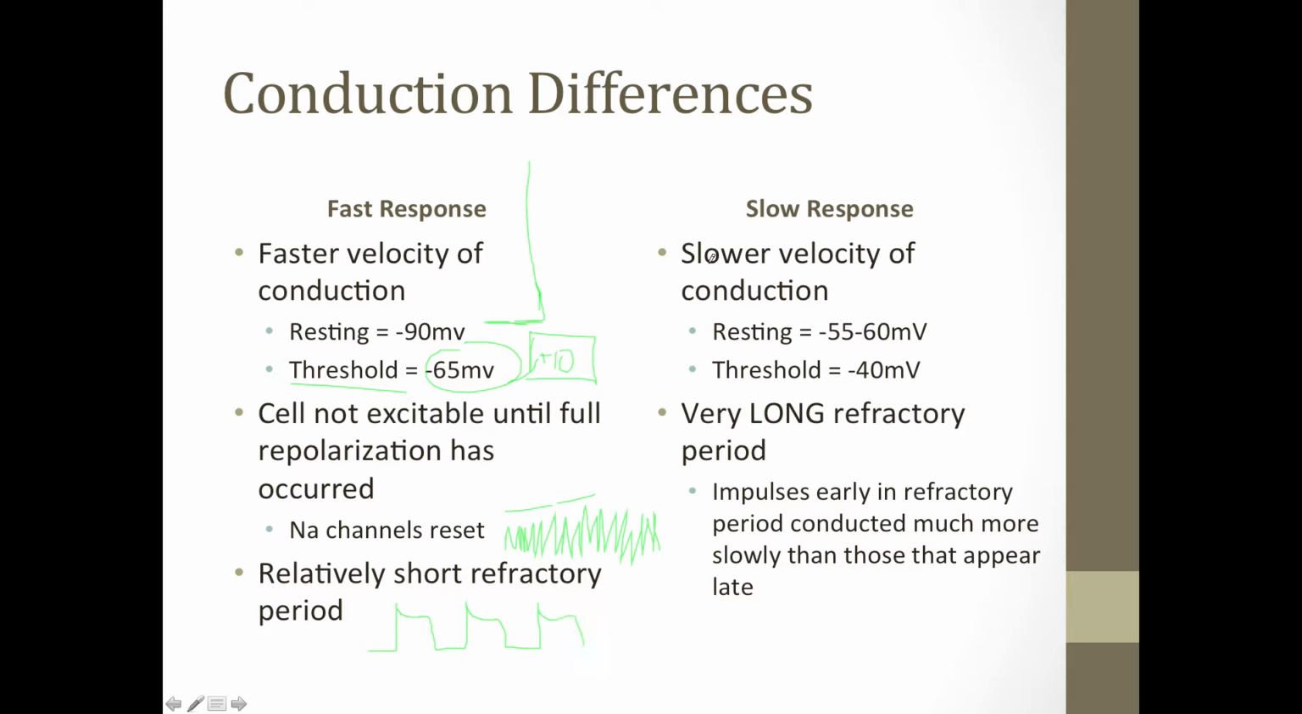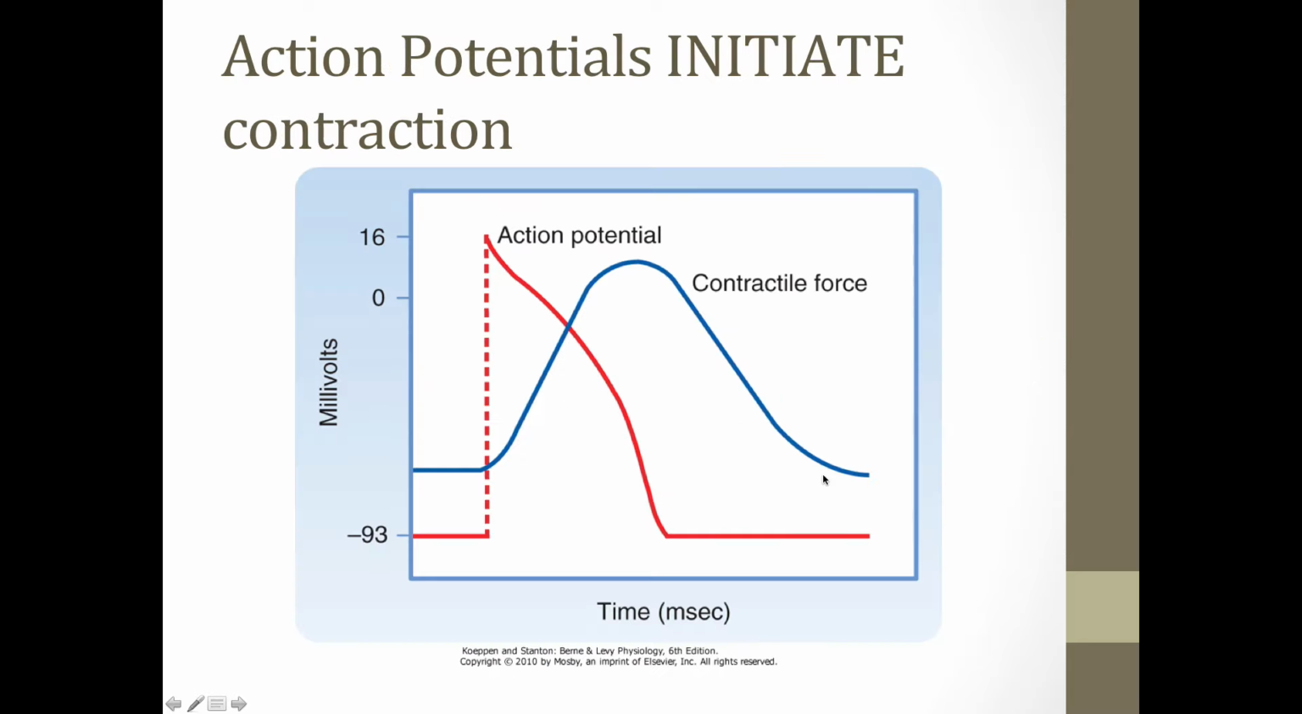Okay, in the nodes, though, we have slower velocity. The resting potential is about negative 55 to negative 60, where the threshold is negative 40. So that means it's really, really close to the threshold. So you just need a little bit of calcium in during that first phase where it's permeable to both, and then everything will snap open and it will repolarize. Nice long refractory period, not a short one.